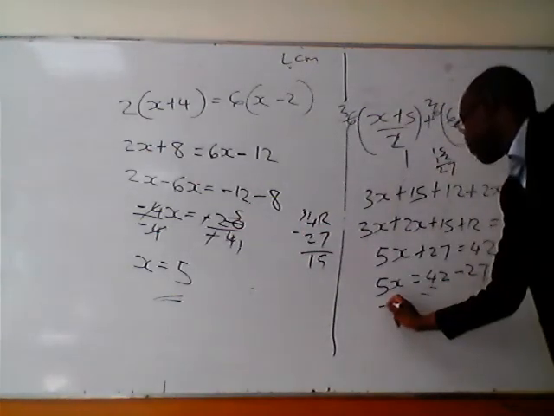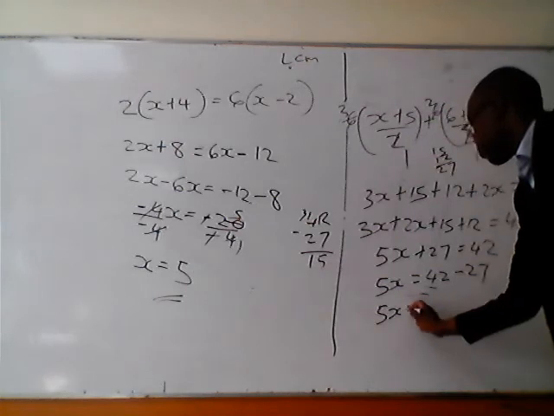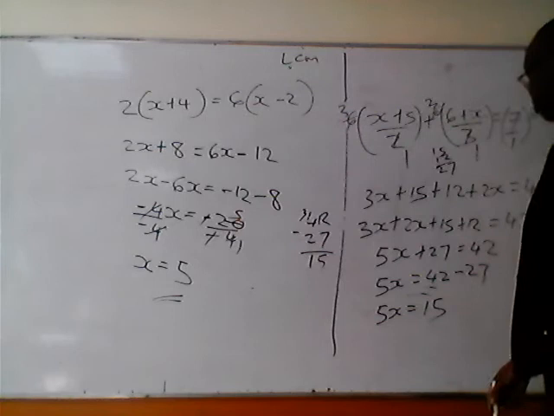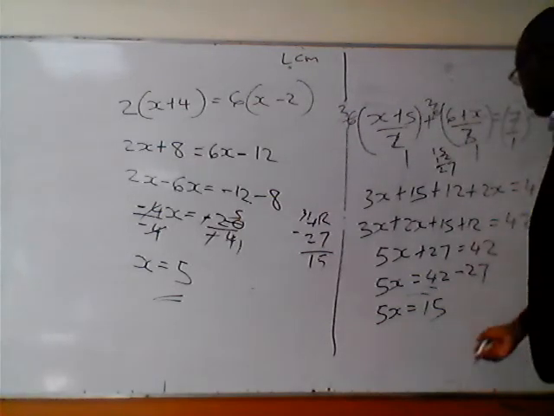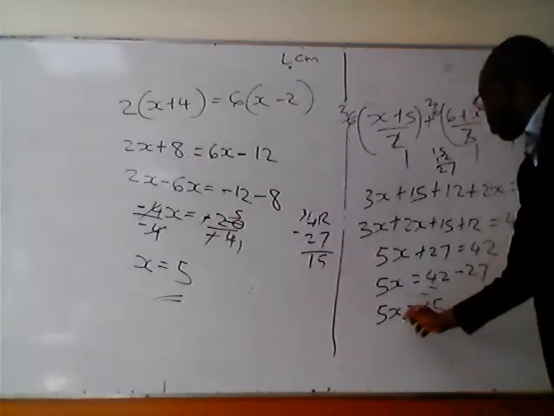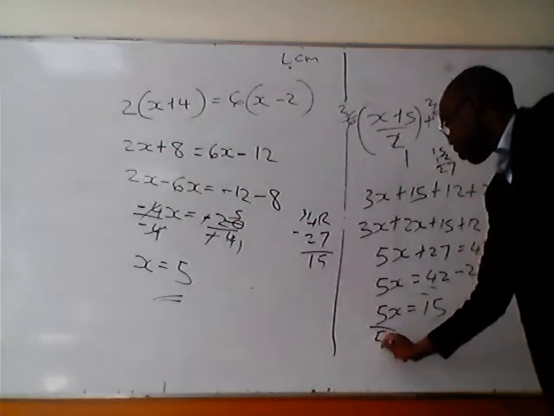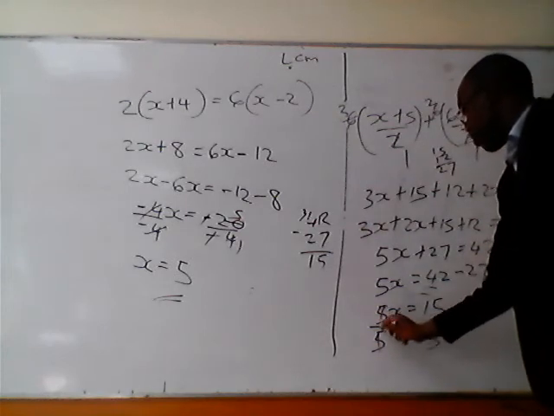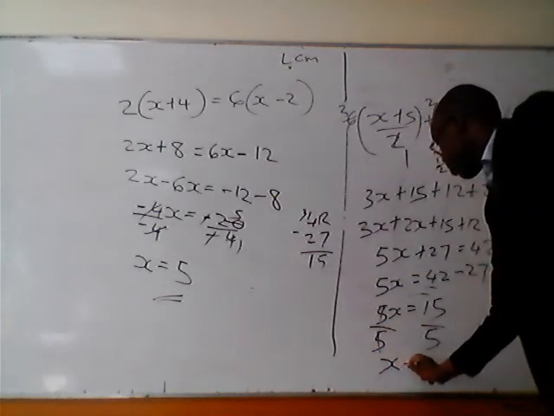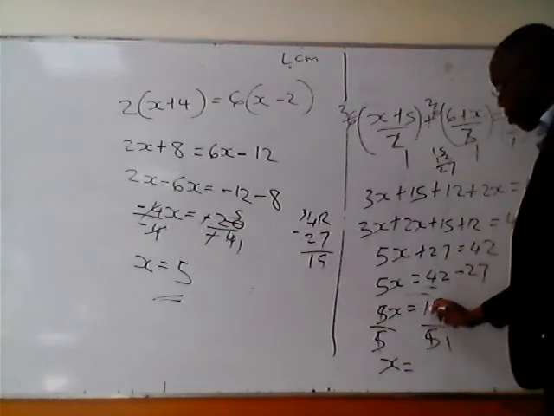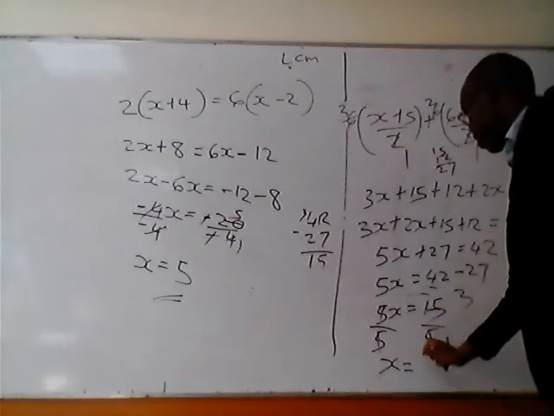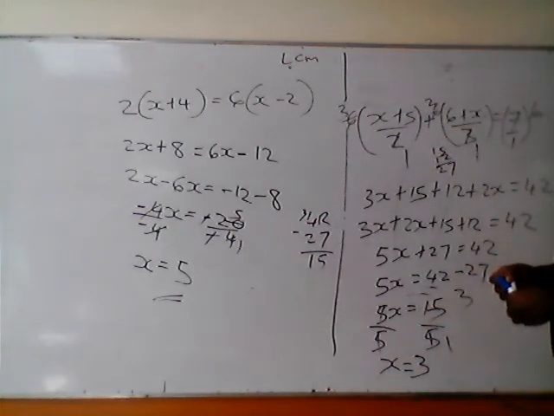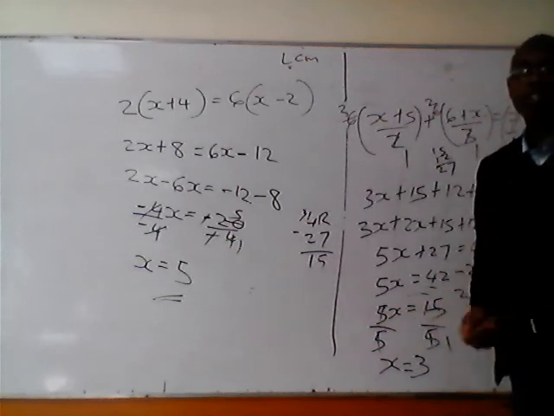So it will be 5x is equal to 15. And then at the end of the day, we just divide by 5, so that you get the value of x. Divide by 5, divide by 5. So x is equal to 3. x is equal to 3. So that's how you solve this particular question.